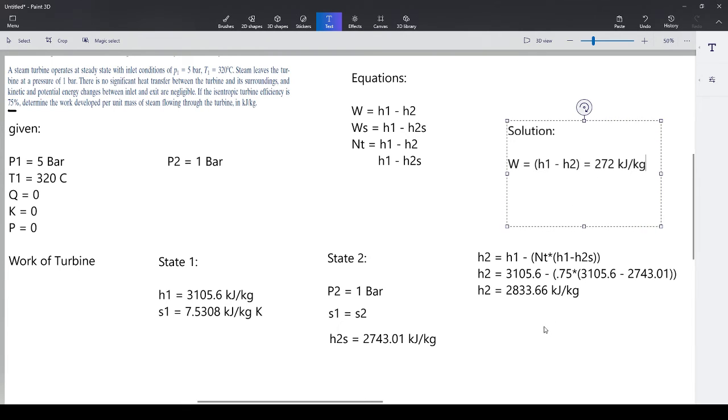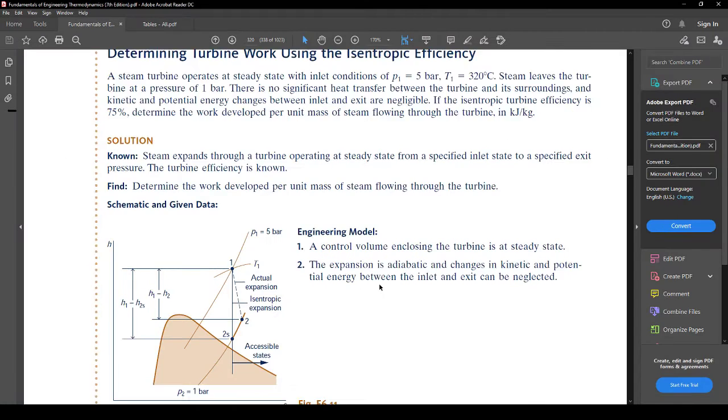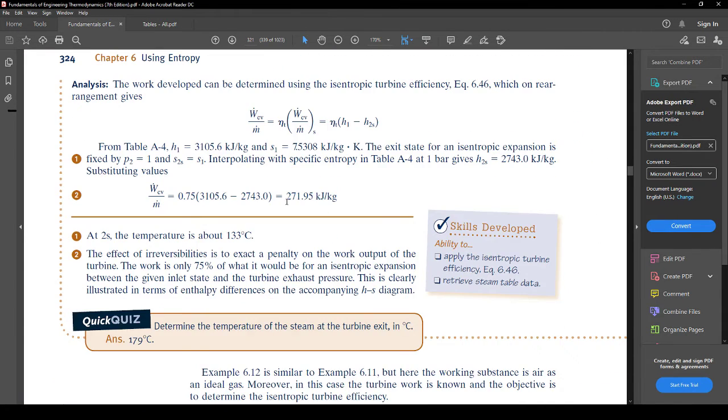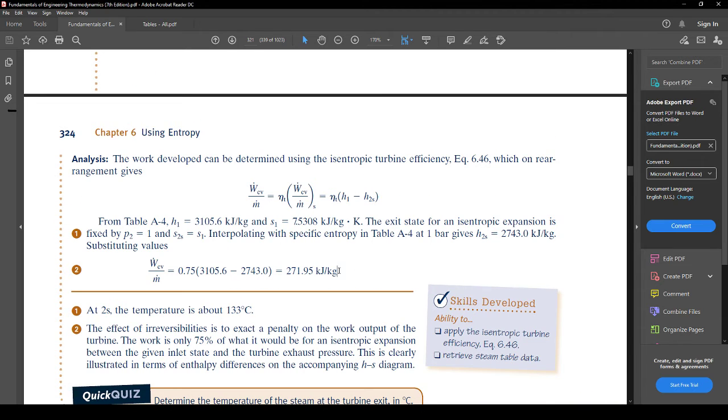And if you subtracted and found this difference, it would be greater, by a factor of 75%, essentially, or 25%. So let's go check the answer. I'm assuming we did it right. Let's take a look. Yep, 271.95. I got 271.94. So this right here is the process for every turbine that you will ever face.